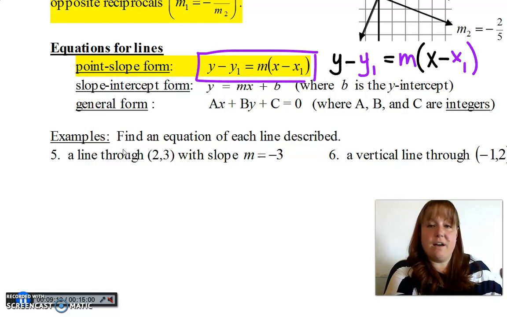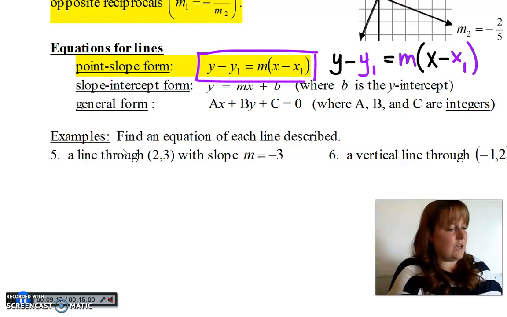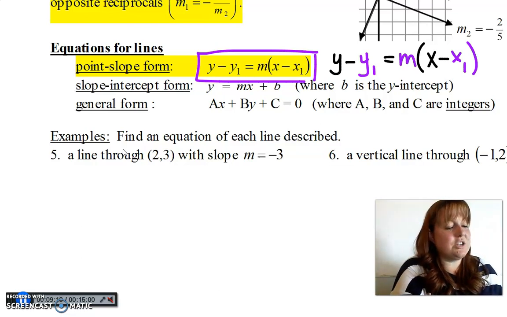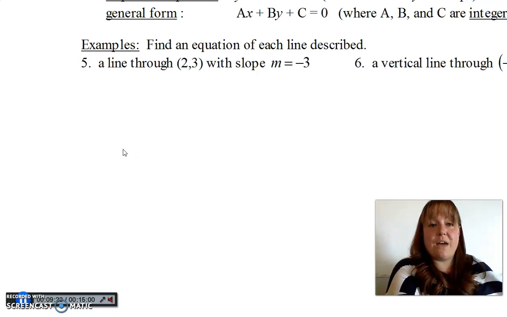So in the end, you're going to have y minus some number equals some number times x minus some number. Okay, anyway, find the equation of the line described. So we have a slope, and we have a point. So what do we have? Oh, point-slope form. You're right.